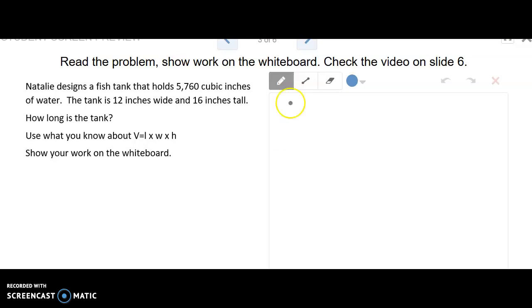Okay, so I'm just going to plug in some numbers. Volume equals the length times the width times the height. Let's see what I know. I know that the volume is 5,760 cubic inches. I'm not forgetting those measurements, but I'm going to ignore them for right now. At the end, I'll come back and I'll stick those in, okay?